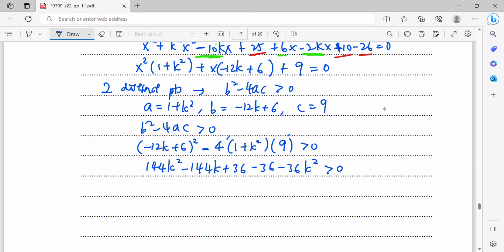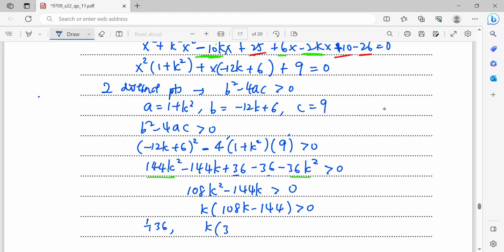Okay, so now simplify the k squared. 144k squared minus 36k squared, you will get 108k squared. Then negative 144k. The 36 and minus 36 will be cancelled off. So here greater than 0. Alright, so now I can factorize k from both terms. Then you'll be getting these two terms. And I notice that 108 and 144 can be divided by 36. So I divide by 36 first to simplify it. So it will be 3k minus 4.